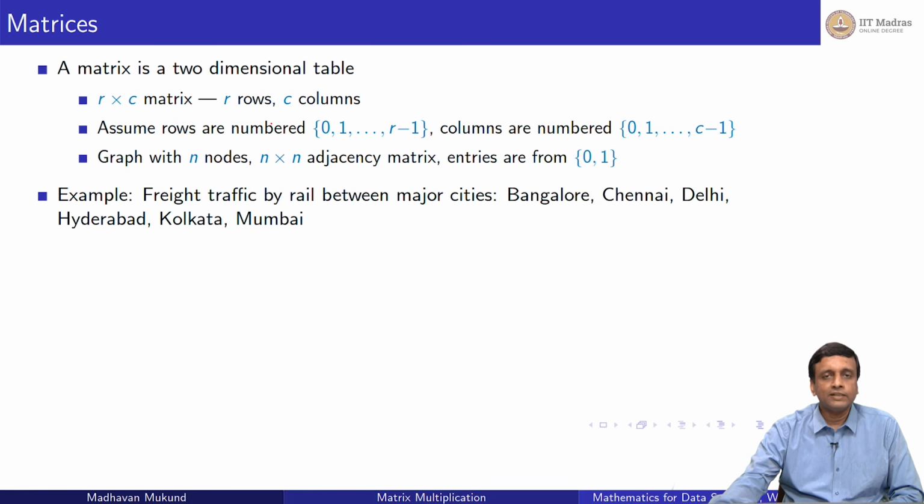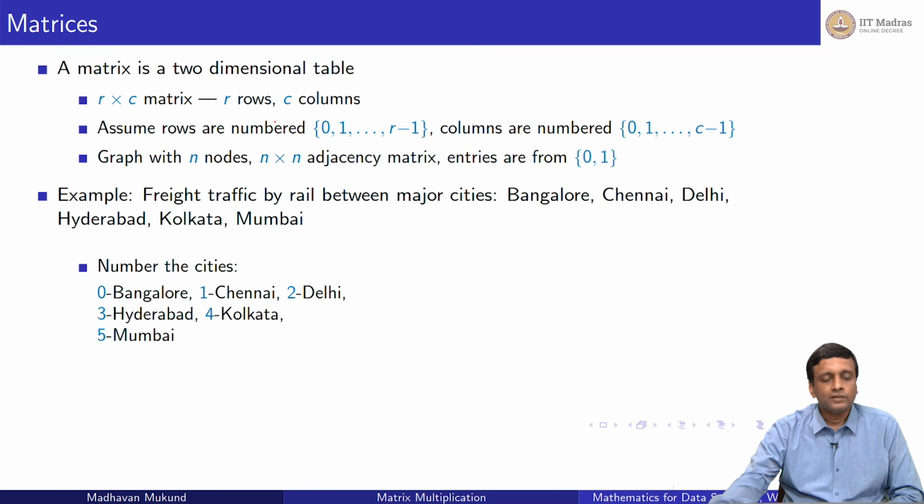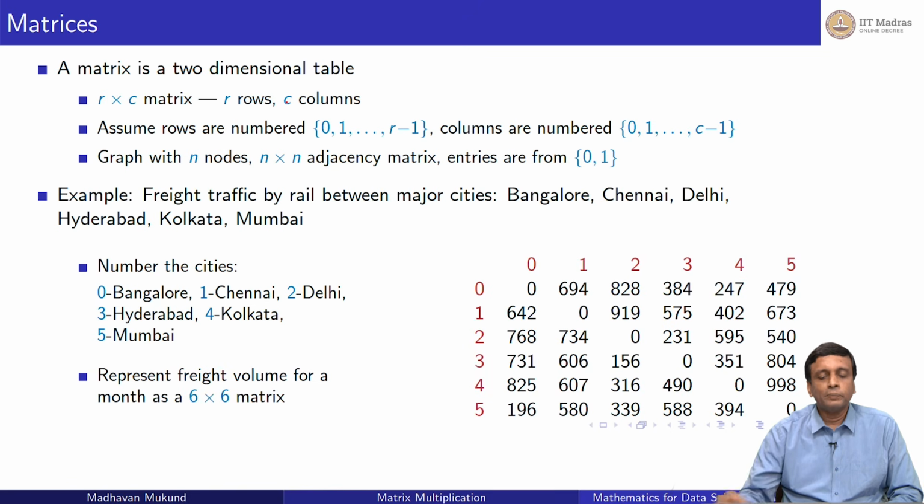So the first thing is that every city will correspond to an entry in the matrix in the row and the column. So because we are normally numbering our rows and columns from 0 to N minus 1 or 0 to R minus 1 and 0 to C minus 1. In this case, again, notice that it's going to be a square matrix. So it's going to have 6 rows and 6 columns. Let's just number them in alphabetical order. So 0 is Bangalore, 1 is Chennai, 2 is Delhi, 3 is Hyderabad, 4 is Kolkata and 5 is Mumbai. It does not really matter in what order we put it. Okay. So this could be the matrix, right?